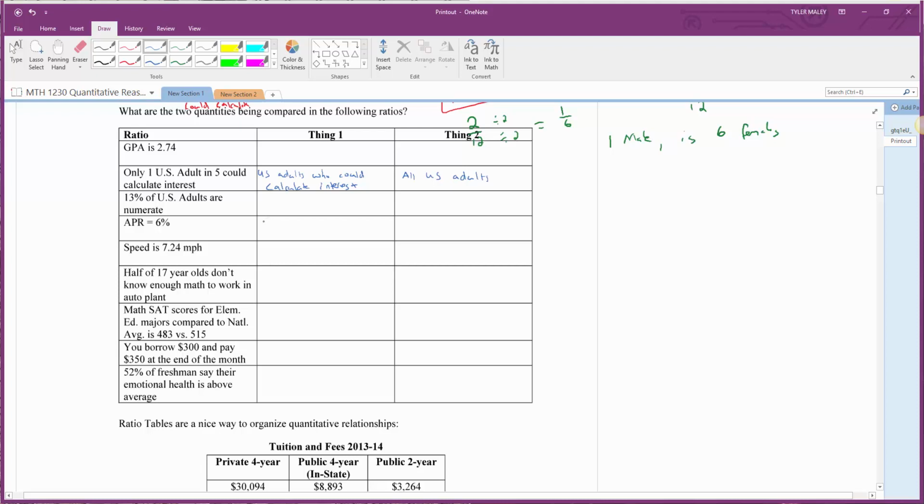So the next row, it says 13% of U.S. adults are numerate. Right. So when we calculate percentage, we're calculating the people who fit in that category compared to all the people in that particular group. So we would compare the U.S. adults who are numerate and compare that to all U.S. adults again.